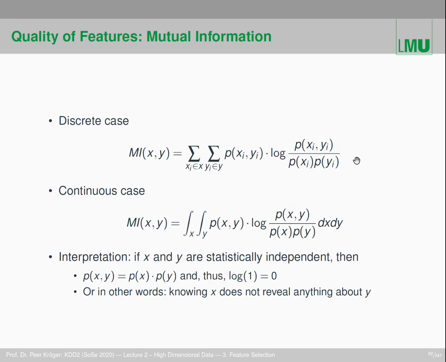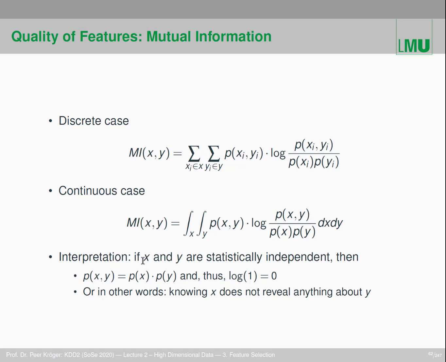In the discrete case, it's just the log likelihoods and the sum of the log likelihoods here. And in the continuous case, it's a little bit more tricky because you need to compute the integral, but that's in both cases not a big deal actually. You do not need to really understand this one here, but you need to understand what it's actually computing. So what does it mean?